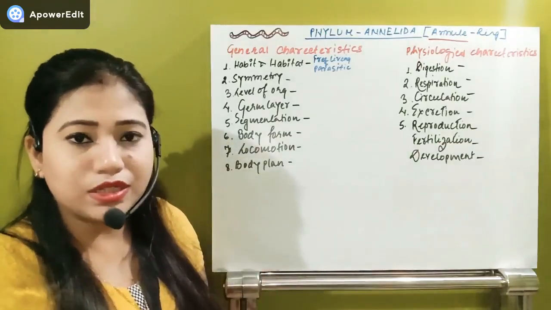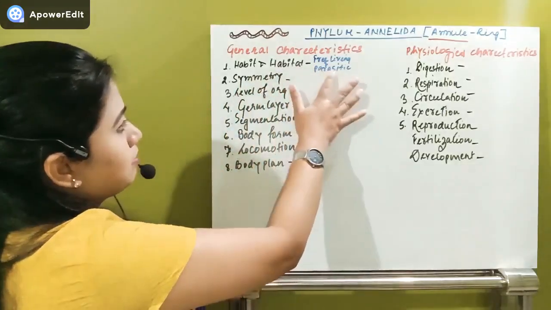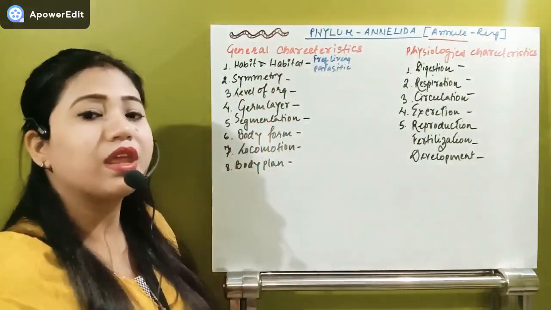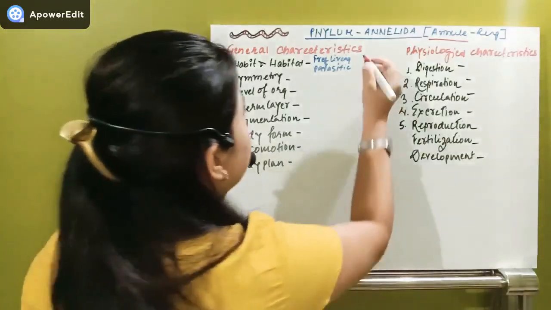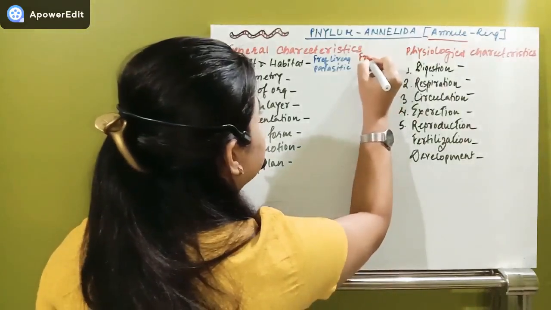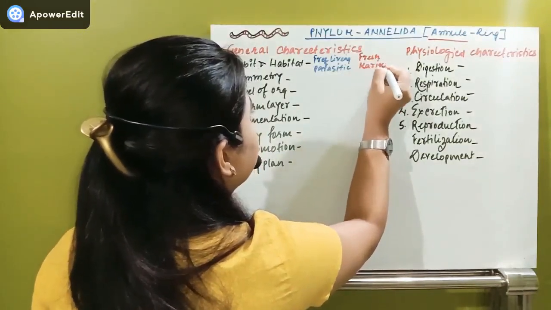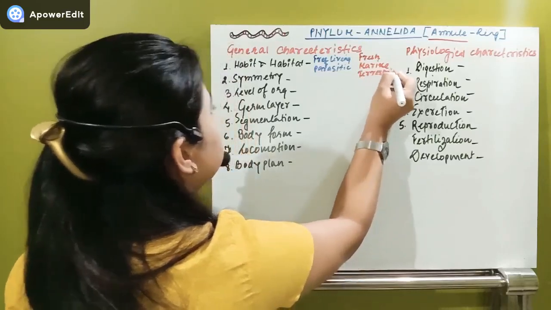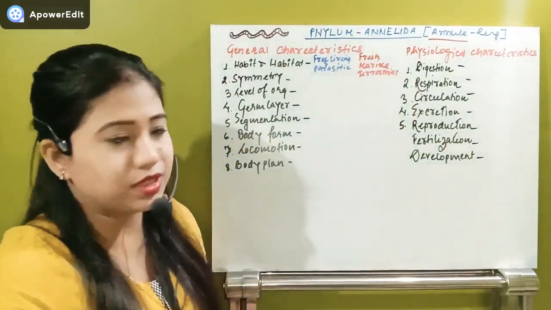So habit and habitat are understood. First of all, for habit we have free living and parasitic organisms. If it comes to habitat, it will include freshwater, marine water and terrestrial also. So this organism will have all forms of habitat.